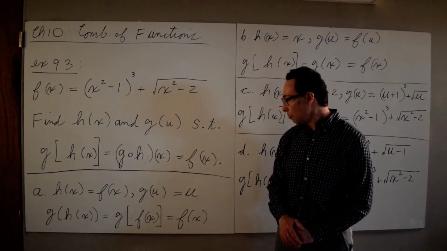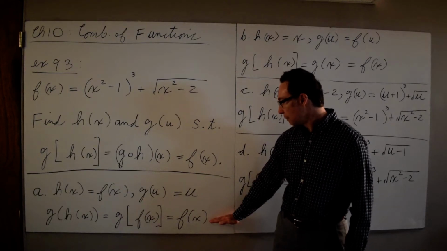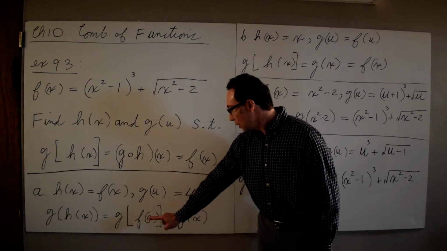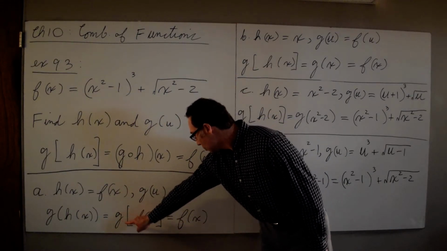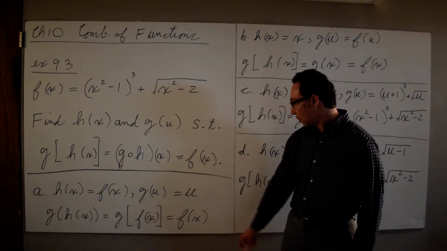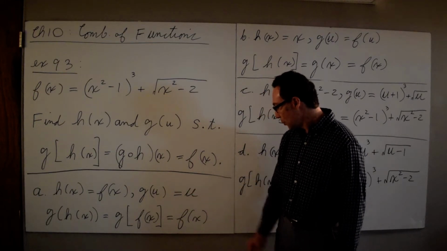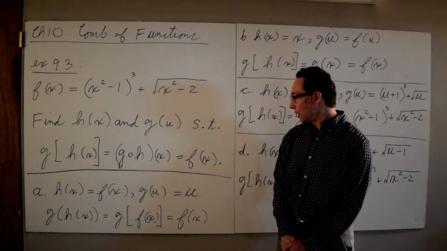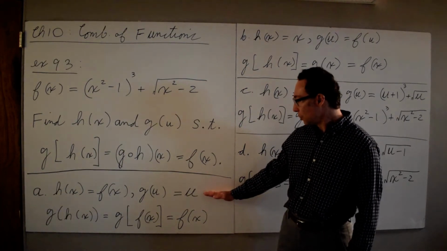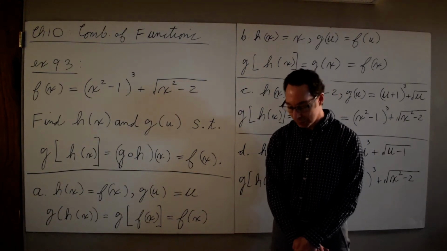And so when we compose g with h, what happens? When we have g of h of x, well, h of x is f of x. So that's the same as g of f of x. But what does g do? It's the identity function, so g of f of x is just f of x. So that is one very cheap, easy solution. You simply let h be f of x.